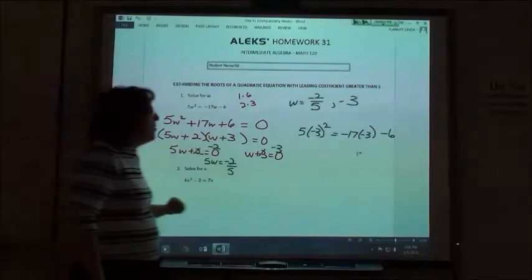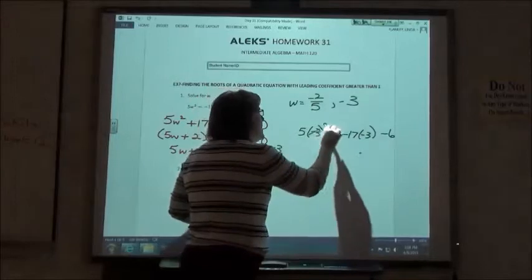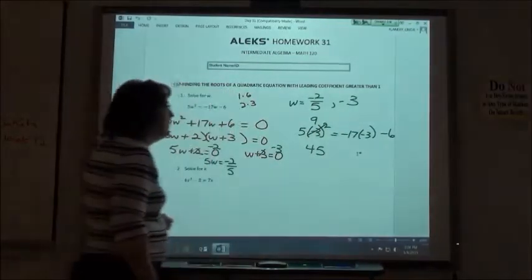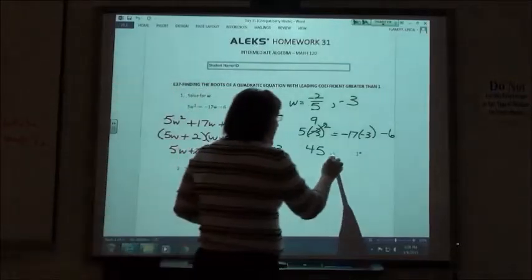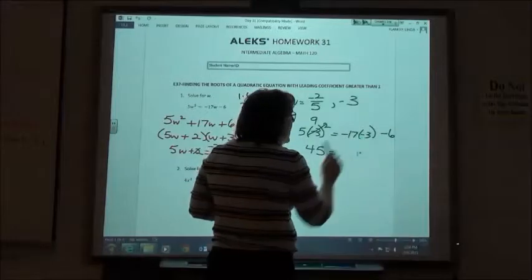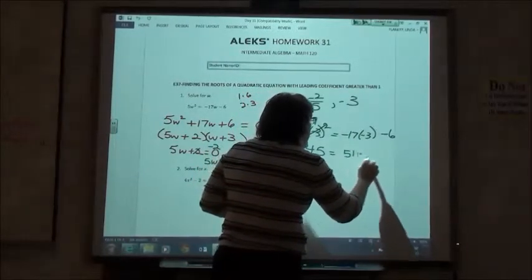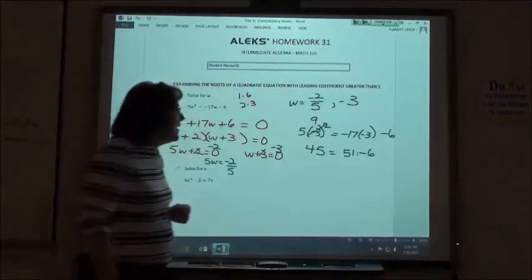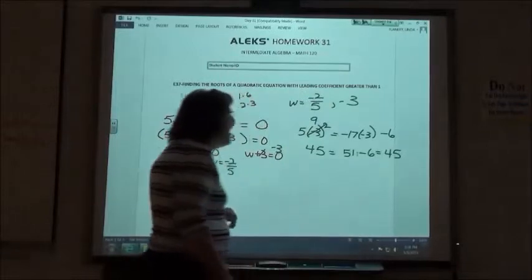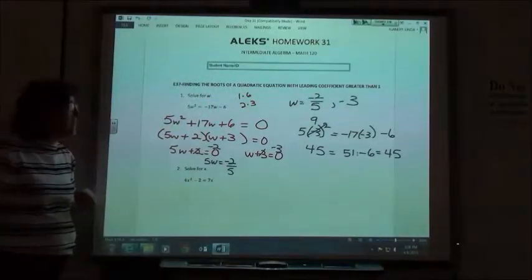So, checking that out. Negative 3 squared. Negative 3 times negative 3 is 9. 9 times 5 is 45. On the other side, negative 17 times negative 3. Negative times a negative is a positive. Let's see, that would be 51. So I get 51 minus 6. Well, 51 minus 6, sure enough, is 45. So when I put negative 3 in, both sides are equal to 45.